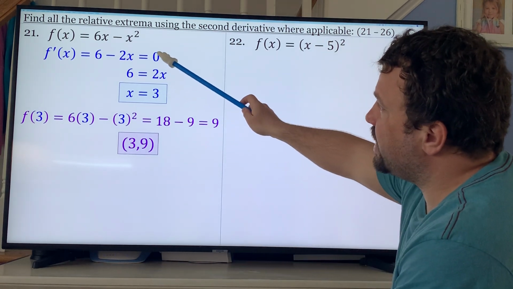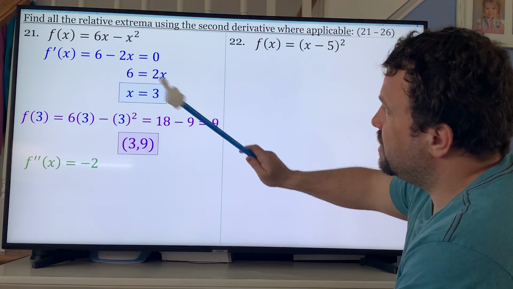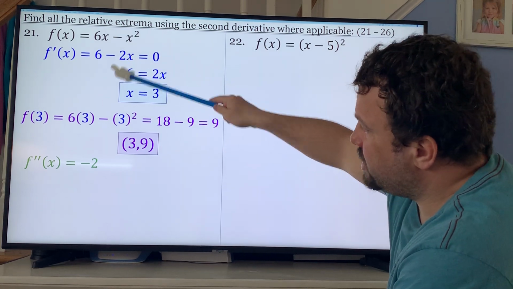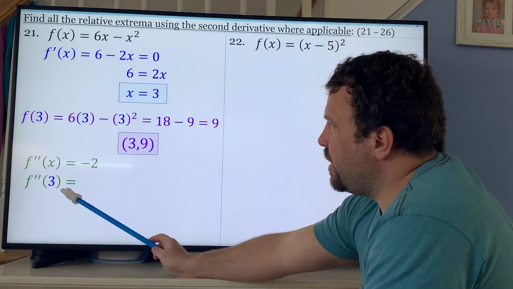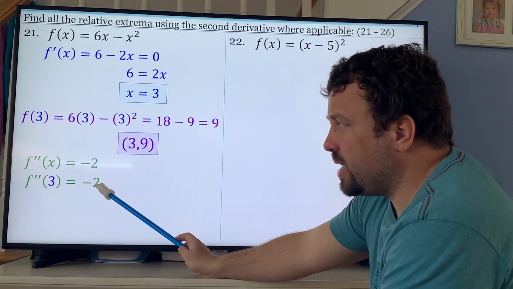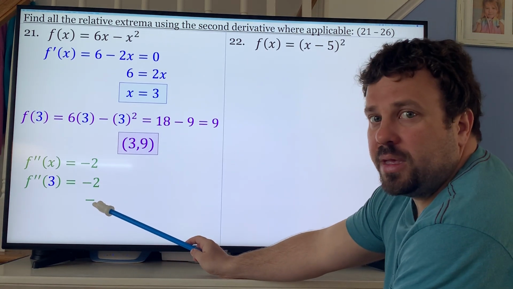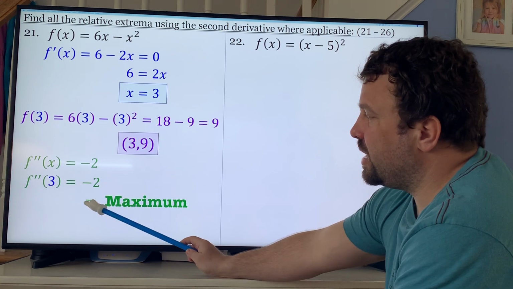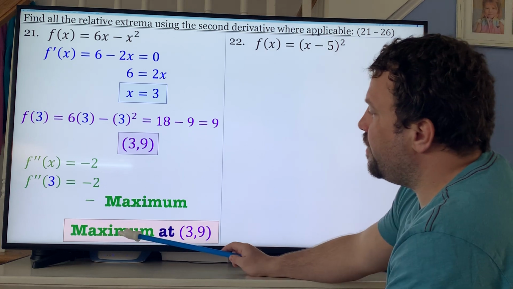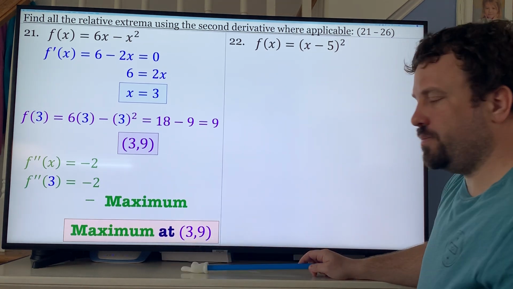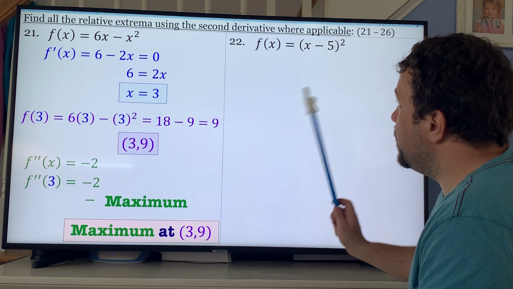Now, I take the second derivative of this. It's -2. 0 minus 2 is -2. Derive this. So when I do that, and I plug 3 in, my answer is still going to be -2, which is a negative number. Negative number means my graph's going to be concave down. Concave down means it's a maximum. So what this means is I have a maximum at 3, 9. Pretty easy. Why don't you try problem 22?